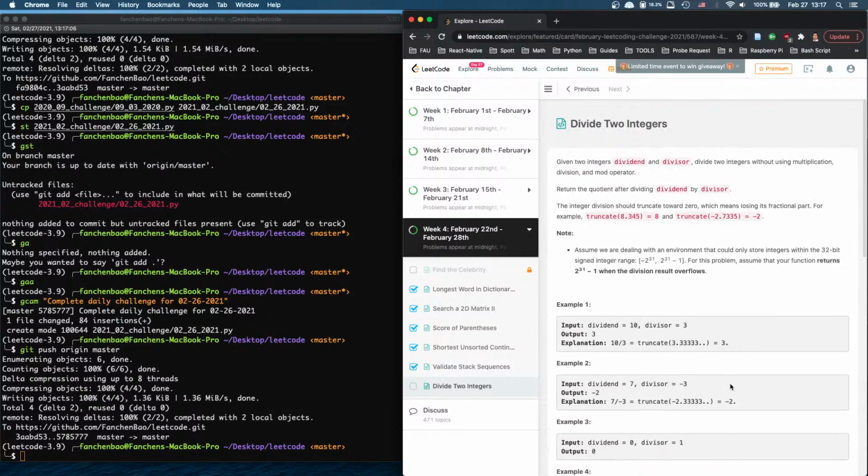What about the overflow? Well, I think there's only one chance of overflow. It's this divided by -1 that will cause the overflow. I think I've done this before.